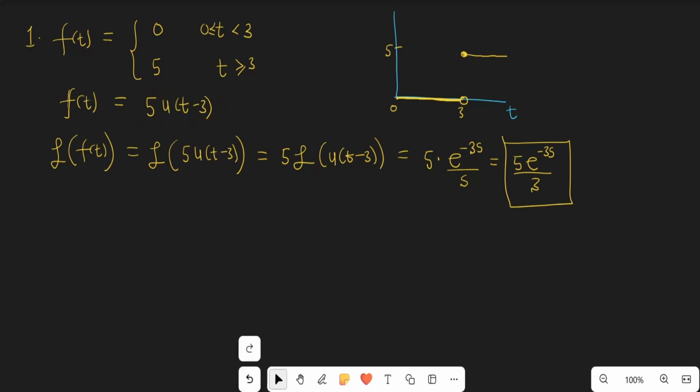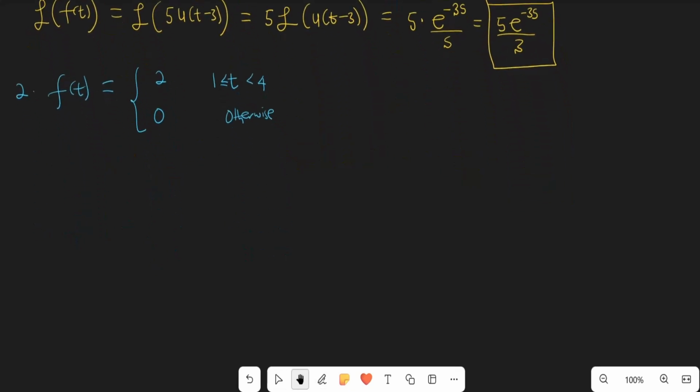Now let's go to the second one. Question 2, we are asked to find the Laplace transform of this function. f of t is equal to 2 for values of t between 1 and 4, and 0 otherwise. Let's draw this one.